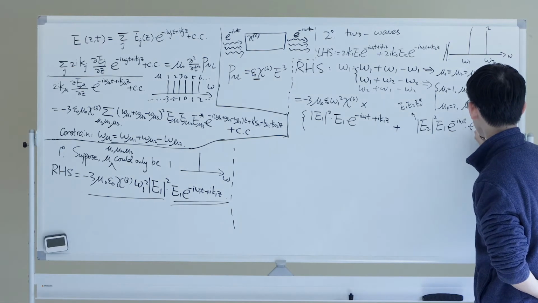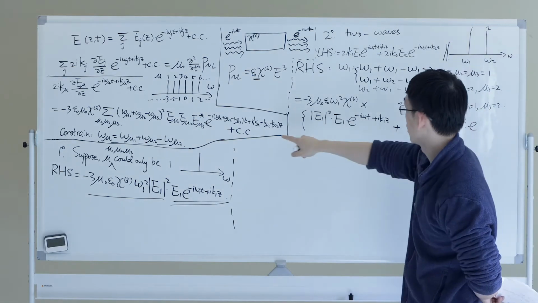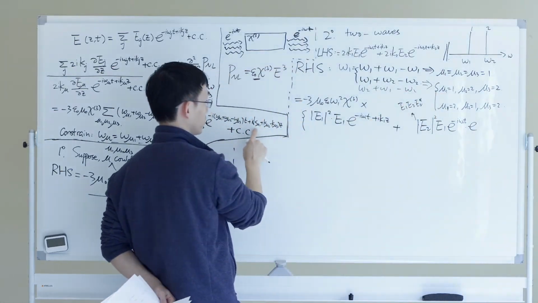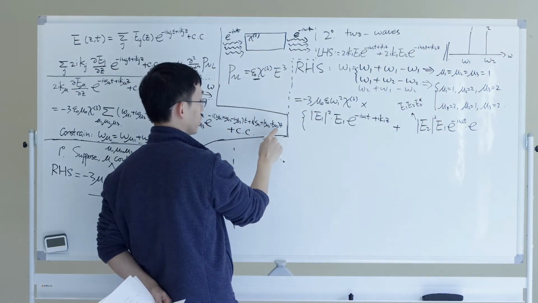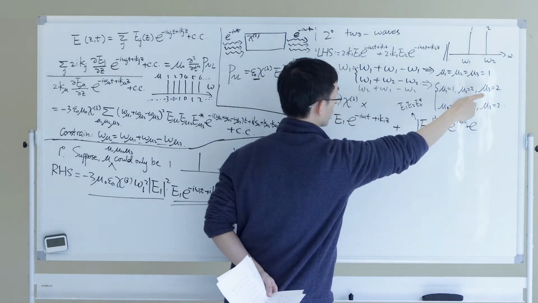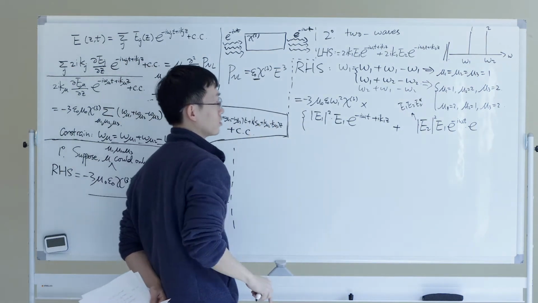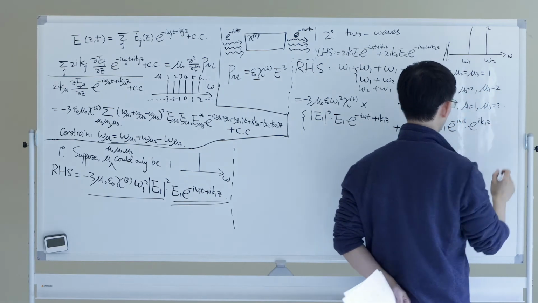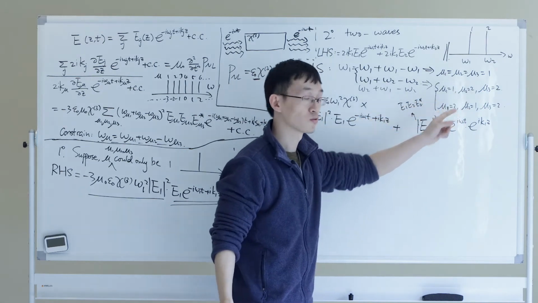Now let's pay a little bit of attention to the phase term. So the phase term would be k1, mu1 is 1, k1 plus k2 minus k2, right? So you have k2 minus k2, so they cancel each other. So you are left with i k1 z. This is the second term corresponding to this one.